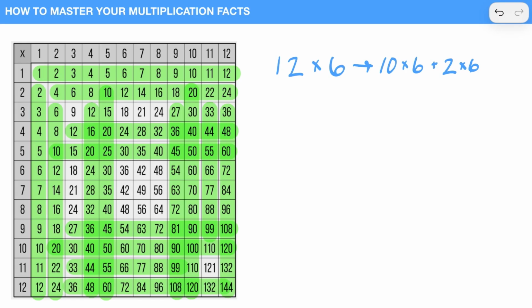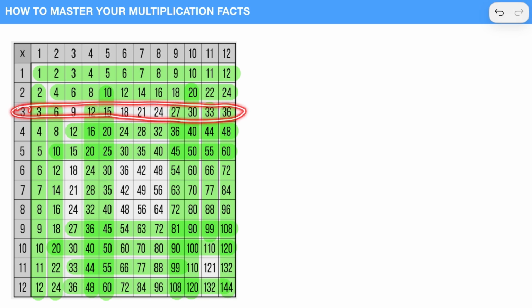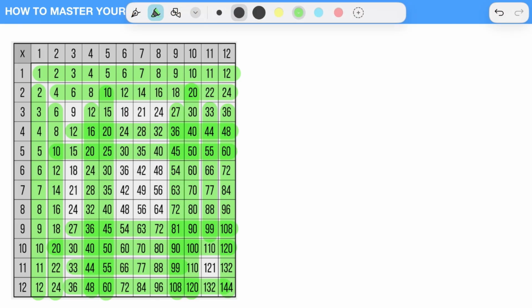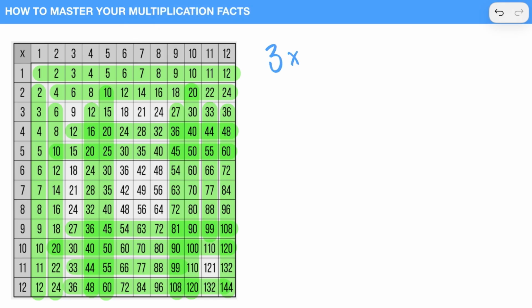Okay, now I think we're making some sense out of this. This used to be a completely blank, confusing square, but now we got a lot of green in our corner. Let's talk about our 3 facts. We got 1, 2, 3, 4 unhighlighted expressions here. When I think about my 3 facts, I like to think in terms of addition. So let's consider 3 times 8.